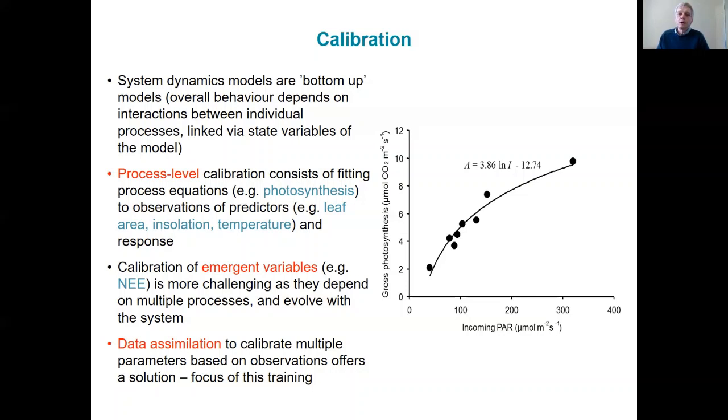For these purposes, we have data assimilation, of course, an important focus of this course. We can use Bayesian methods, Monte Carlo, parameter estimation methods to calibrate multiple parameters based on observations, for example, of NEE or some other emergent variable that the model strives to predict.